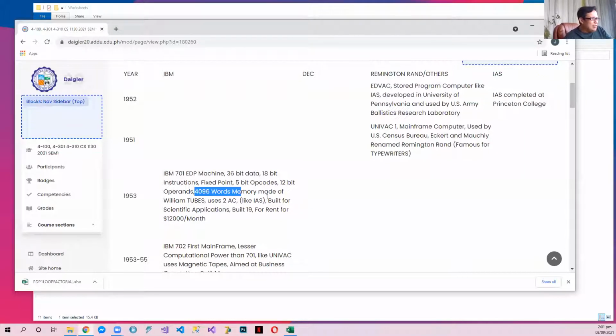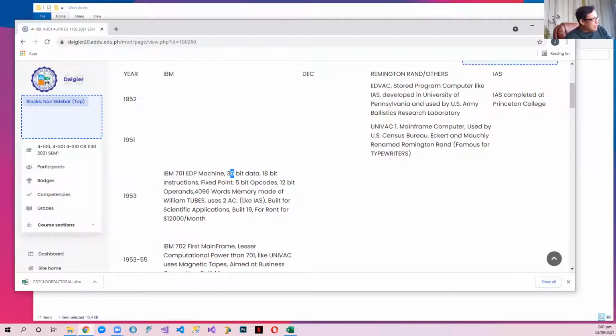However, the main difference is it has 2 accumulators. Okay? Do you follow? And this was built for fixed point siya. It's fixed point, but it was built for scientific applications. Because anyways, 36-bit, so it can handle a lot of values, no? The accuracy is okay because it has 36 bits.